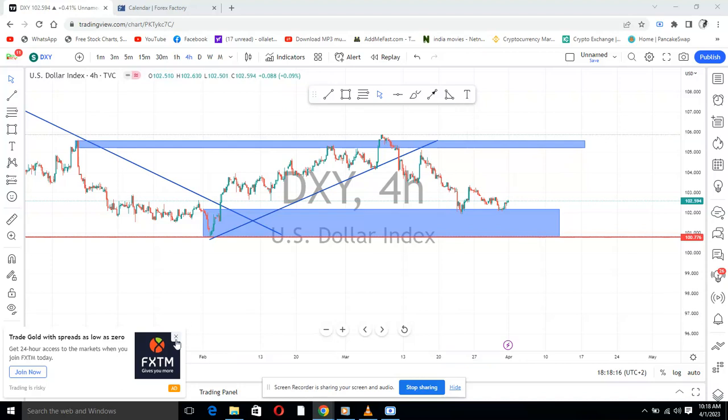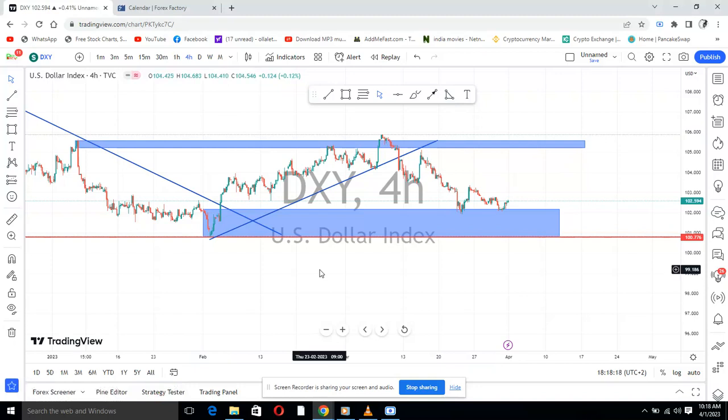This week, this is our DXY. Like last week, on the previous video, I said I'm expecting some coins to do a bullish run, and it really happened. A number of coins did a massive bullish run. And at this junction now, we can see it on the 4 hour time frame.